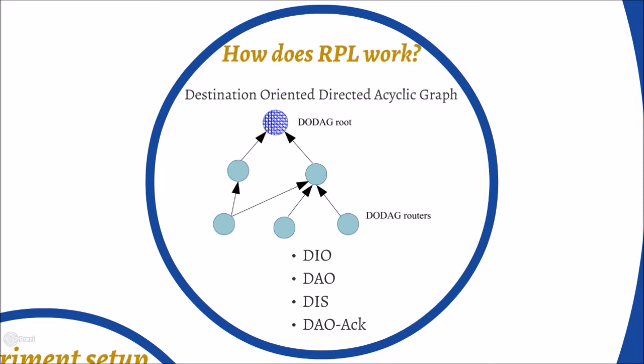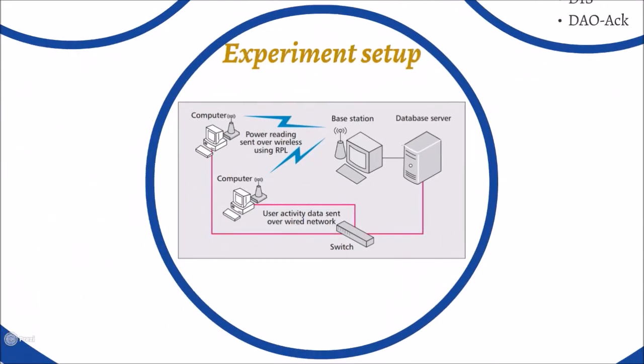To test how RPL reacts to interference, an experiment has been held, and we're going to take a look at it now. Before you see the setup of the experiment: in this experiment, they deployed an application to monitor the power use of the computers in a computer lab. And the lab had around 23 computers arranged in 4 rows.